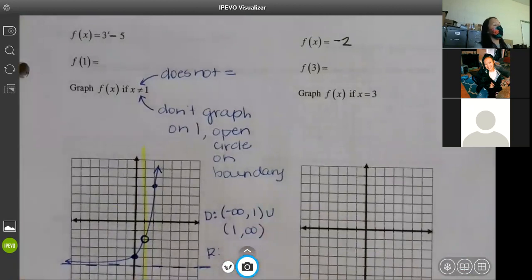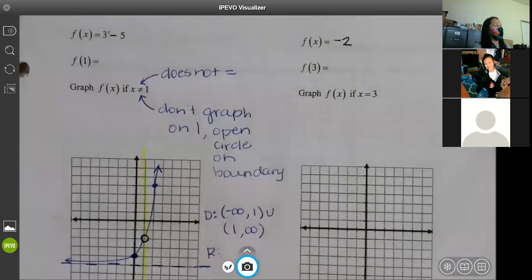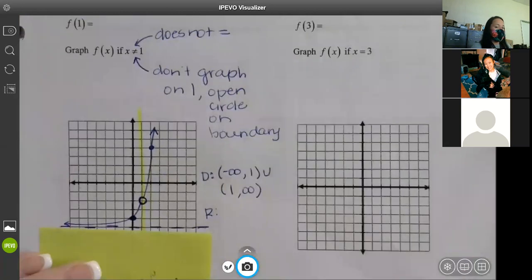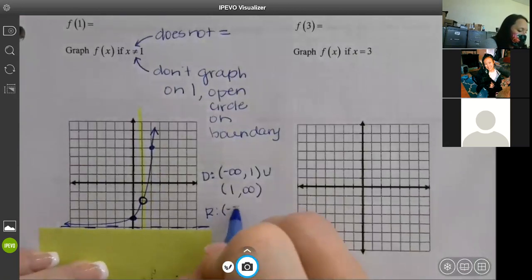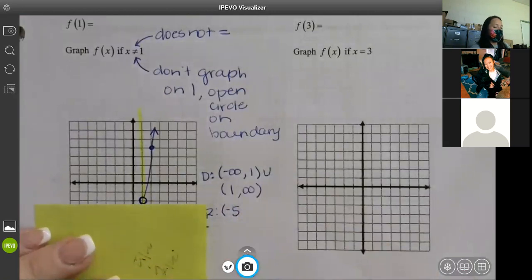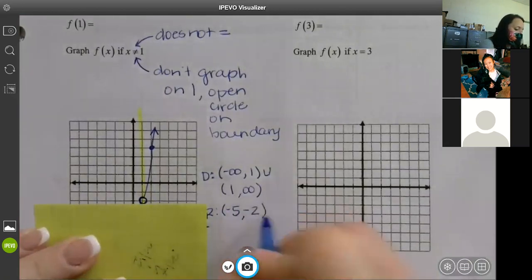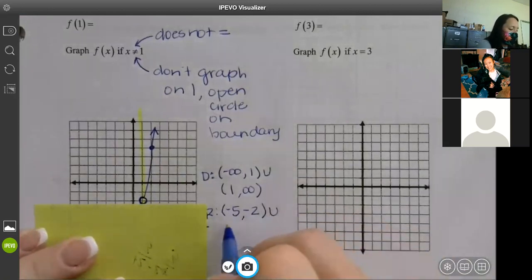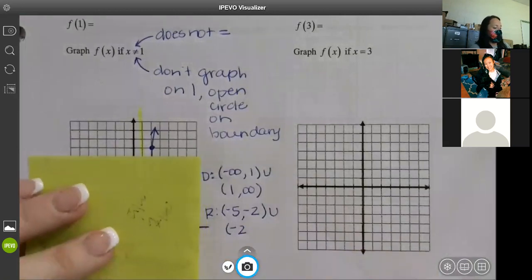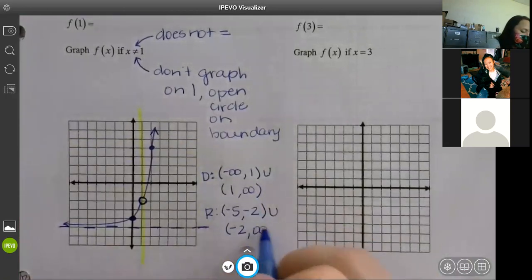Your range, like I talked to you yesterday after our notes, your range on your exponential have been a little bit atrocious. Hopefully they're a little bit better now. But if not, what's the lowest this graph will go? -5, but it will never touch -5. So we put a parenthesis. That number should always be your horizontal asymptote. As we move up, we see an open circle at -2 on the y-axis. It's open, so we keep it open. But there's more graph, so we put our U and we pick up right where we left off. Do not change that number. Then how far up do we go? Forever. Perfect. Positive infinity.